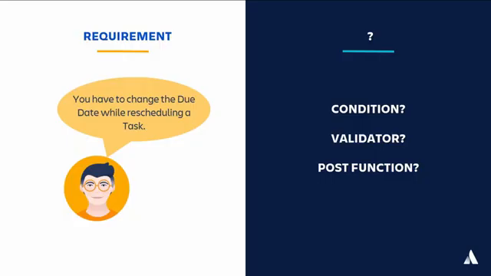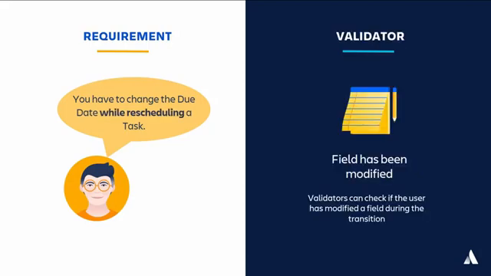So now is your chance to think through business requirements one at a time and consider whether it might be met with a condition, validator, or post function on a transition, or perhaps even a workflow property. Here is our first requirement. What if you want to force the user to modify some field, the due date, while rescheduling a task using the reschedule transition? Do we need a condition, validator, or post function here?